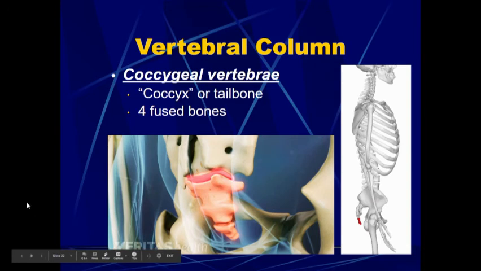And then the final division is the coccygeal vertebrae. This is the coccyx, or the tailbone. This is made up of 4 fused bones, and these, as I said, are fused. And so they are 4 individual bones that over time fuse together.